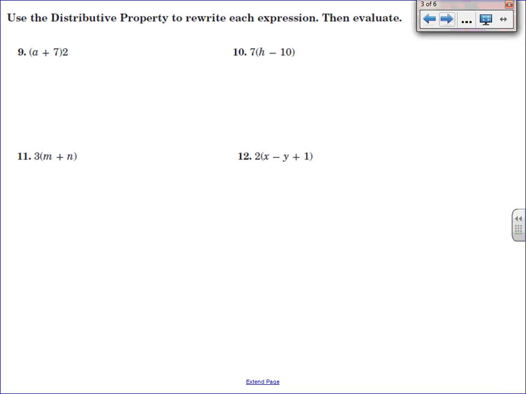Okay, now we're going to use the distributive property to rewrite each expression, and then it says to evaluate, but I'm pretty sure what they mean here is simplify, because they haven't given us what the variables equal, so we're just going to simplify the expressions. So just like in number 4, where we have the number at the back, we can always just rewrite it. If it makes you uncomfortable, put it in the front.